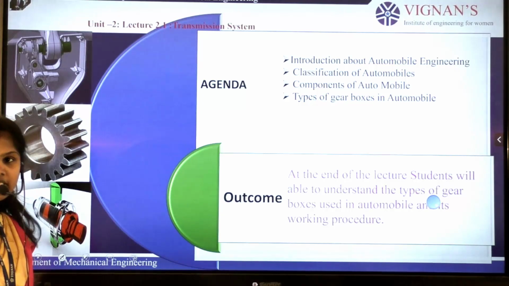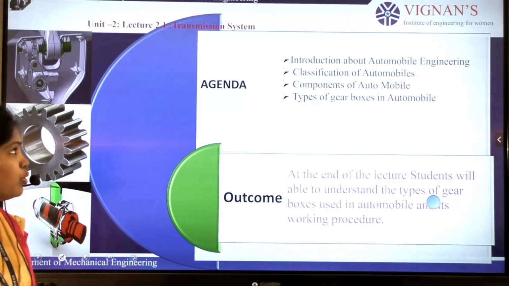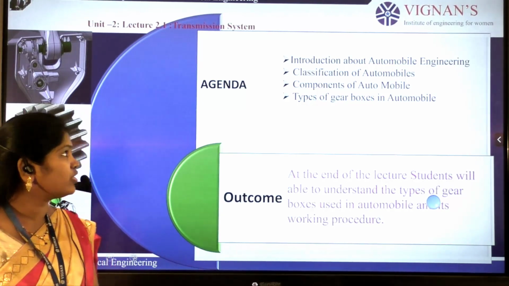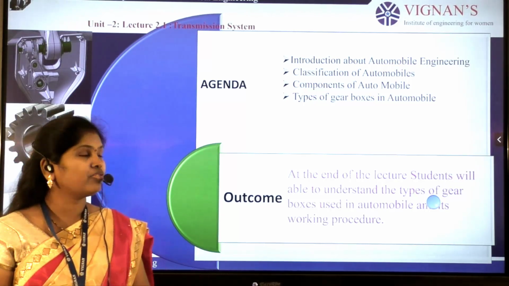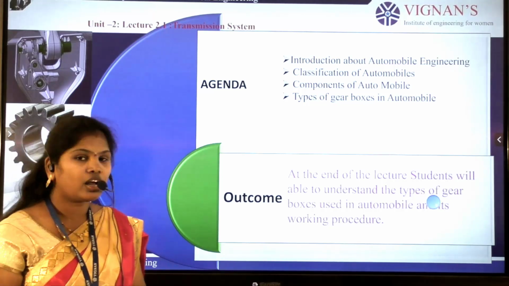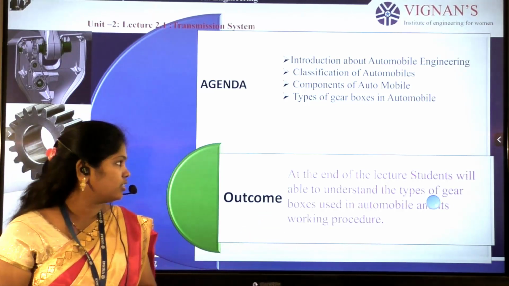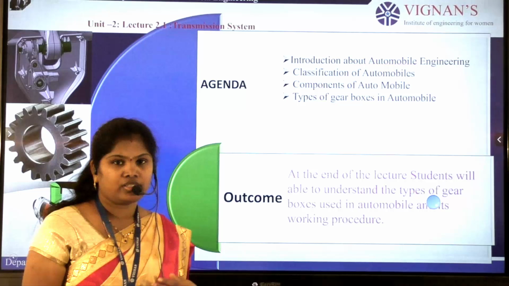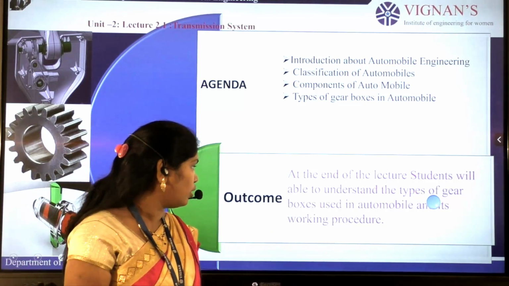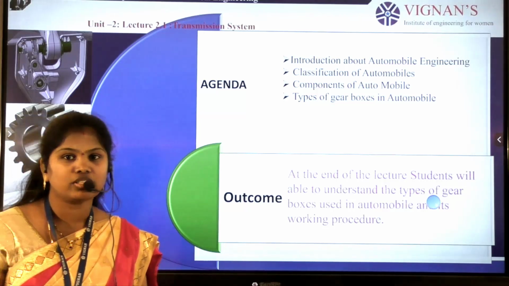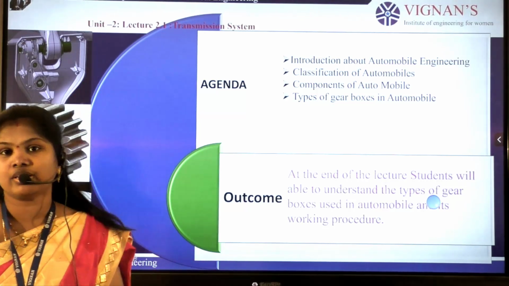So, what is the agenda of today's class? Introduction to automobile engineering, classification of automobiles, components of automobiles, and types of gearboxes in automobiles. What are the outcomes for today's class? At the end of the class, students can understand the different types of gearboxes used in automobile engineering and their working procedure.